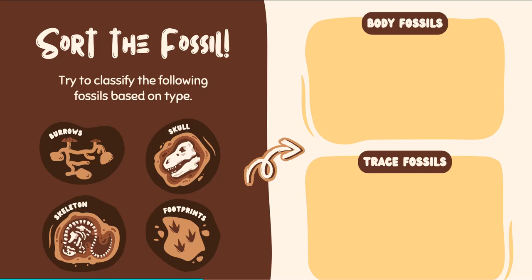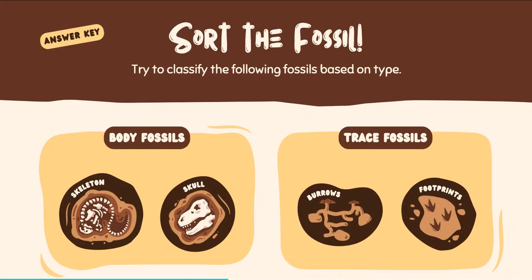Now let's sort the fossils. Try to classify the following fossils based on types: burrows, skull, skeleton, and footprints. Which are body fossils and which ones are trace fossils? Any guesses? Body fossils are skeleton and skull, and trace fossils are burrows and footprints.